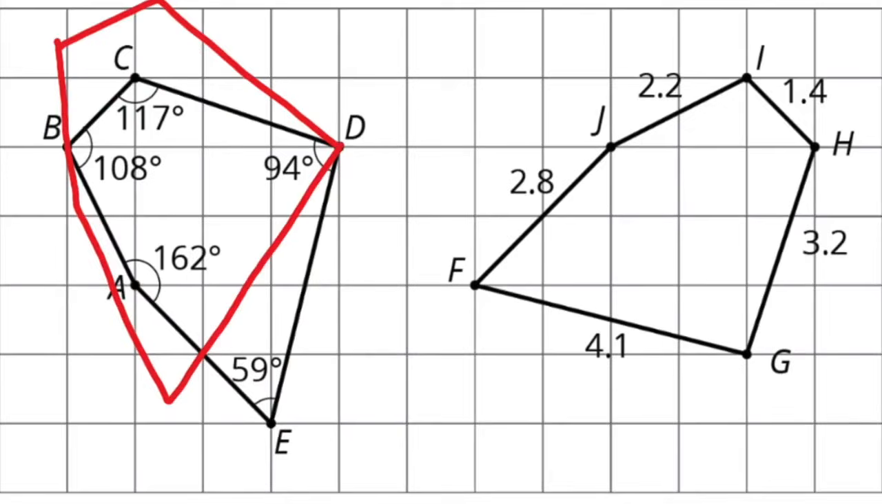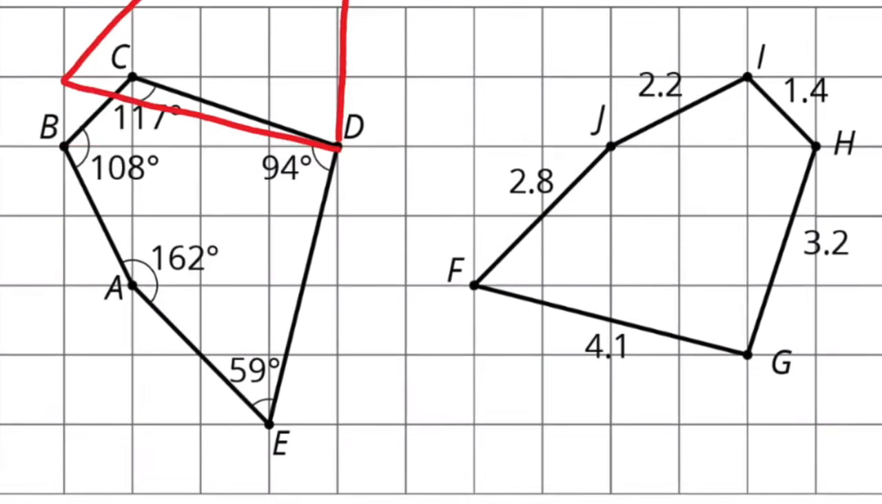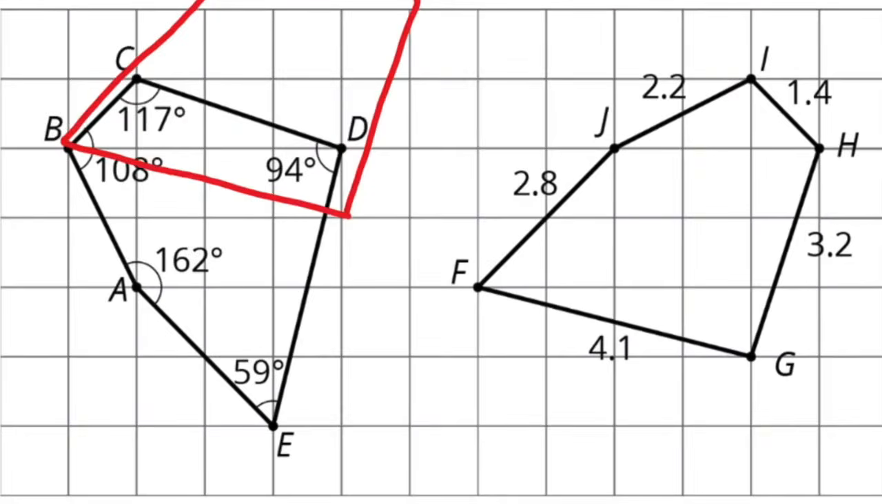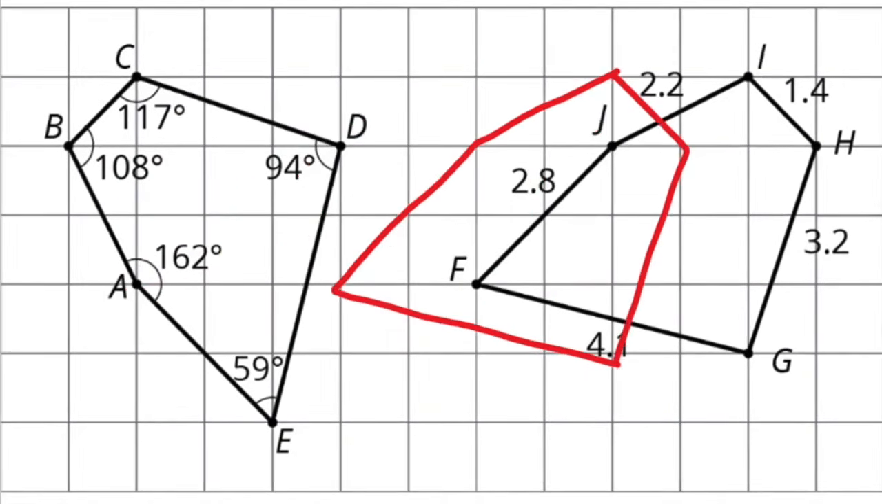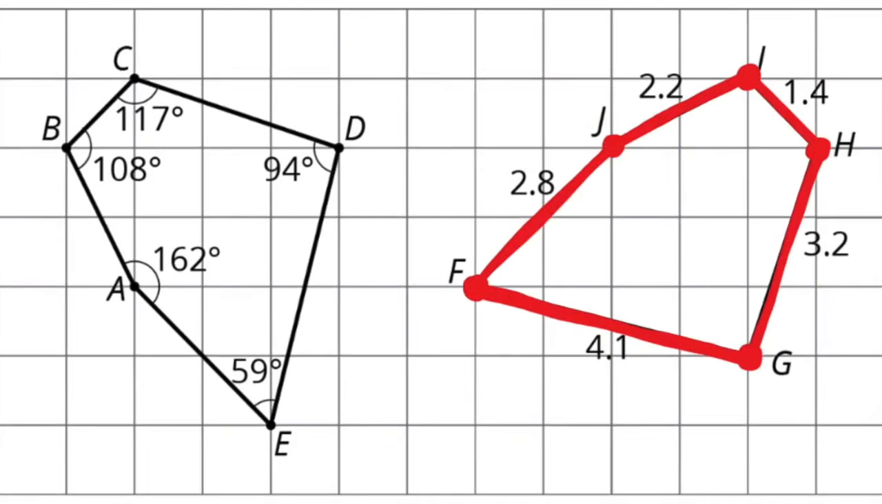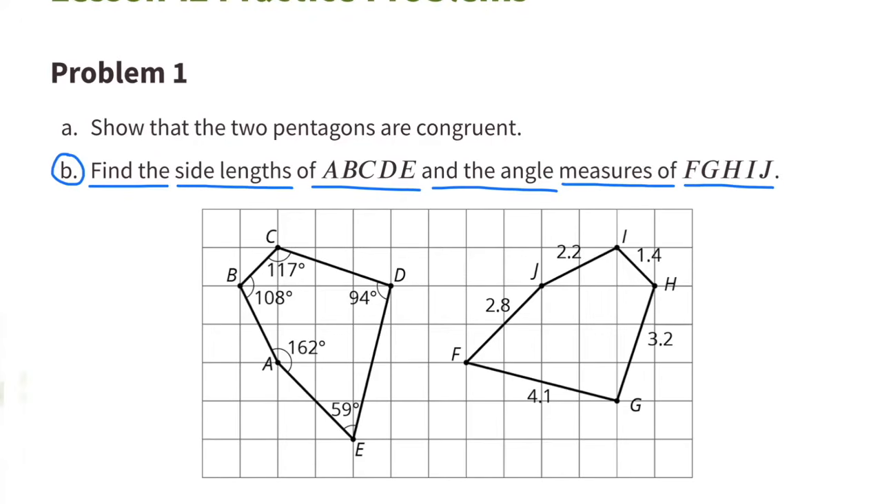Here's a look at a 90-degree clockwise rotation with center D, then translating 3 units down and 6 units to the right. It matches up perfectly. B. Find the side lengths of A, B, C, D, E, and the angle measures of F, G, H, I, and J.